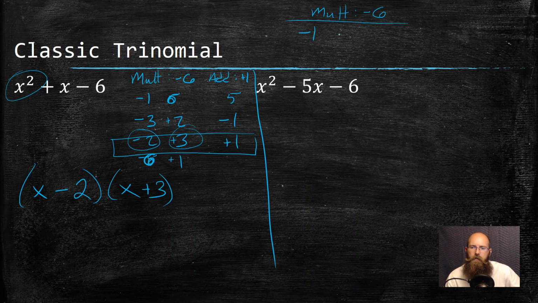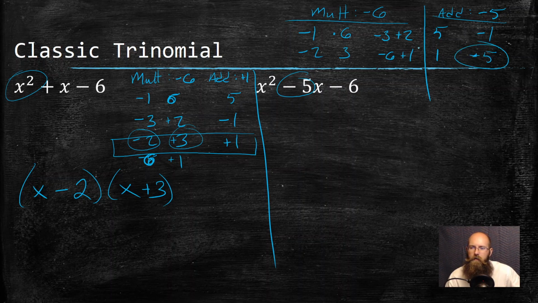So let's break that up. A -1 times 6, a -2 times 3, a +2. Oh, I should keep writing negatives first, huh? A -3 times a +2, and a -6 and a +1. But I want to add up these terms and get my middle one, that -5. So what's -1 plus 6? +5, darn it. -2 plus 3, that's a 1. -3 plus 2 is -1. And then -6 plus 1 gets me my -5. Awesome. That's my winning combination.